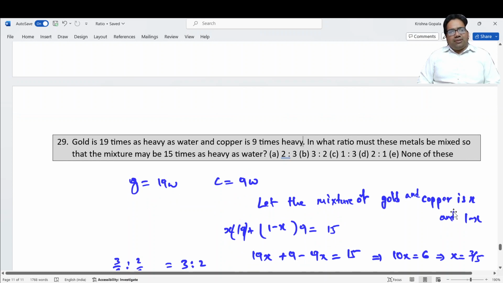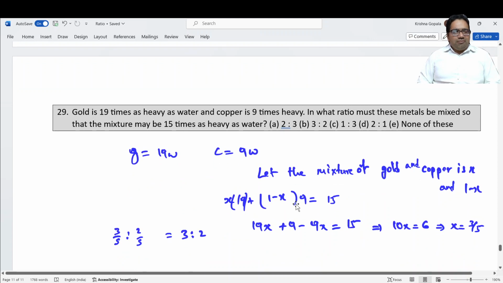Let's assume the mixture of gold and copper is in the ratio of x and 1 minus x, because x plus 1 minus x should become 1. Now x into gold's weight 19, plus 1 minus x into 9 should become 15. The mixture should become 15. So 19x plus 9 minus 9x is equal to 15. That means 10x is equal to 6. x equals 3 by 5. 3 by 5 is 0.6 and copper is 0.4. So the mixture has to be in the ratio of 3 by 5 is to 2 by 5, that is 0.6 is to 0.4.